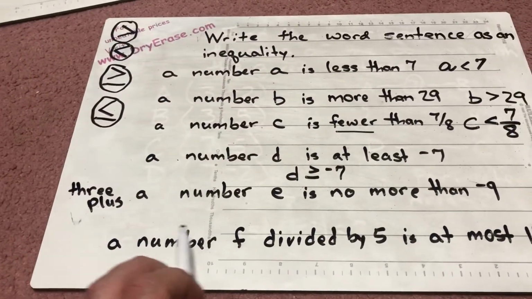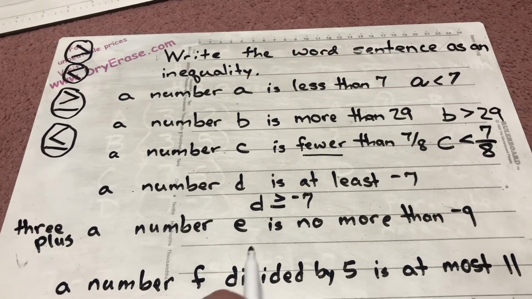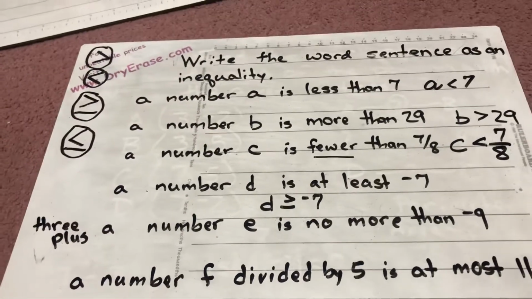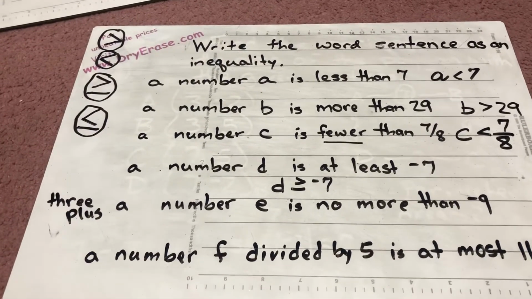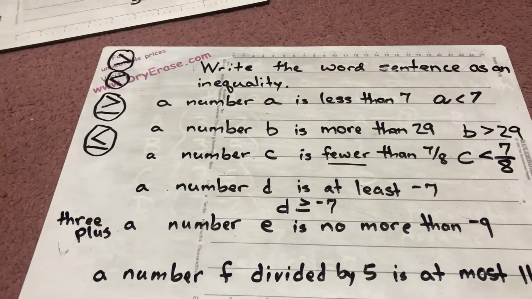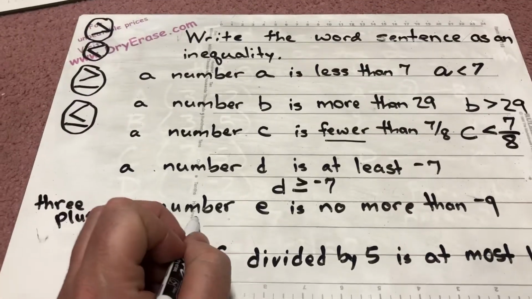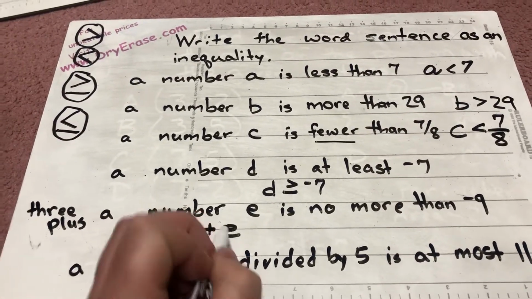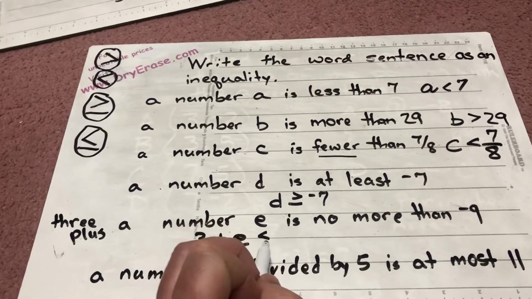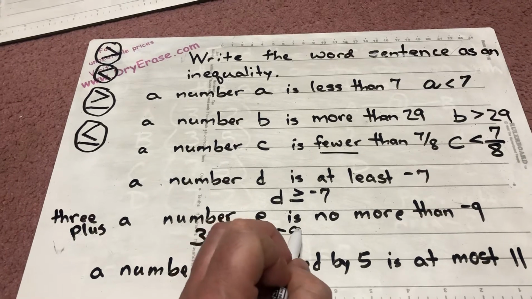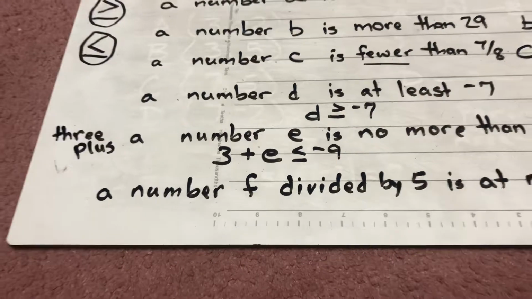This next one, 3 plus a number E is no more than -9. Well, the fact that it says no more than -9, it means it could be -9, but it could also be something that's less than -9. Well, we have 3 plus a number E, so that's going to be 3 plus E. And it's no more than -9. Well, this could be less than -9, but it could also be equal to -9. 3 plus E is less than or equal to -9.